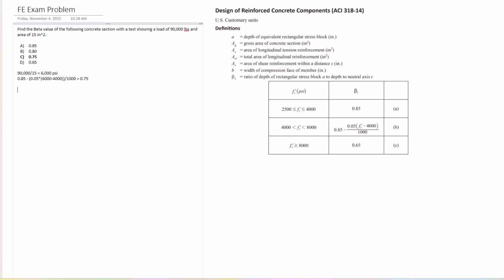So make sure your units are all in line and make sure you're interpreting the tables correctly and you're not making any unwarranted assumptions. But for this problem, it is going to be answer C. Beta 1 is 0.75. Now this may be one step of a problem where maybe you had to use that beta 1 value to solve for something else, or it could just be like this on the FE exam.